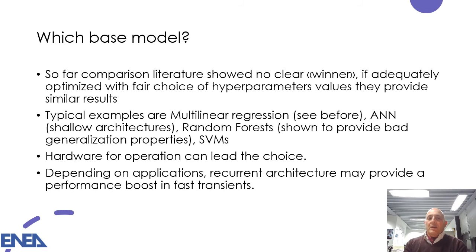Okay. The first question that we have to pose to ourselves is which base model we will use. So far, the comparisons in the literature showed no clear winner. There are some clues that some peculiar models may generalize well in real-world conditions, but in truth, there is no clear winner up to now. There are some clues that we will see in the next lecture. So, if adequately optimized, with a fair choice of the hyperparameters, so the structural parameters of the models, they will provide similar results. Typical examples that you may find are multilinear regression, seen before, artificial neural networks, typically using shallow architectures, random forest, which has already been shown to provide bad generalization properties, but it's very simple to understand why, support vector machines, and so on.